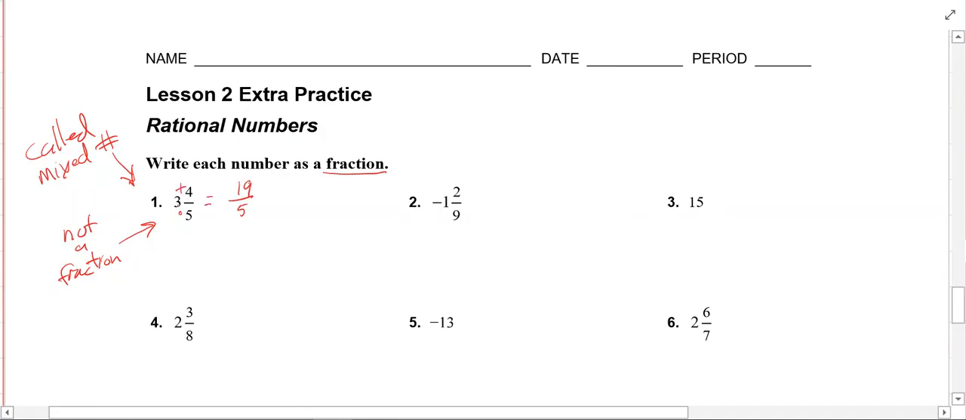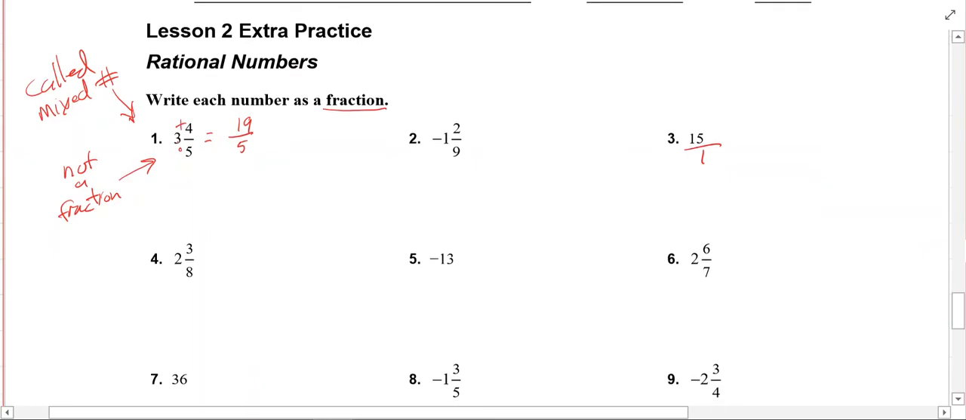Okay, there's other ways to do this. We can get into that, but I think that this is probably most likely the way that you're taught in elementary school. Let's go down to 15. How do you write 15 as a fraction? Pretty easy. Put it over 1.